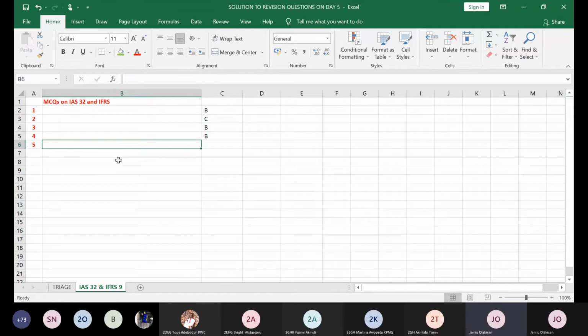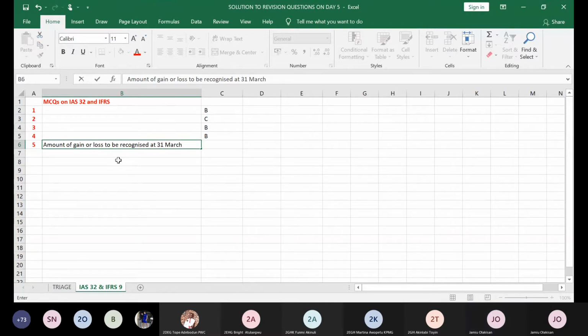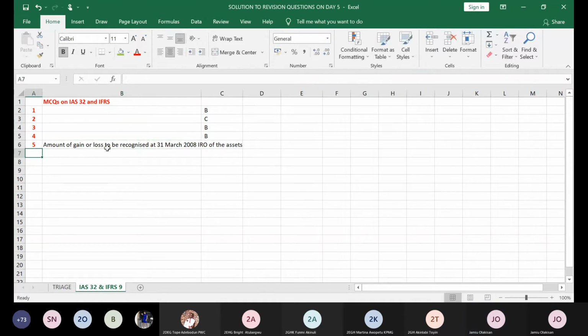Okay, so what are we asked to do? What amount of gain or loss should be recognized at 31st March 2008 in respect of this asset? Amount of gain or loss to be recognized at 31 March 2008, in respect of the assets, right?